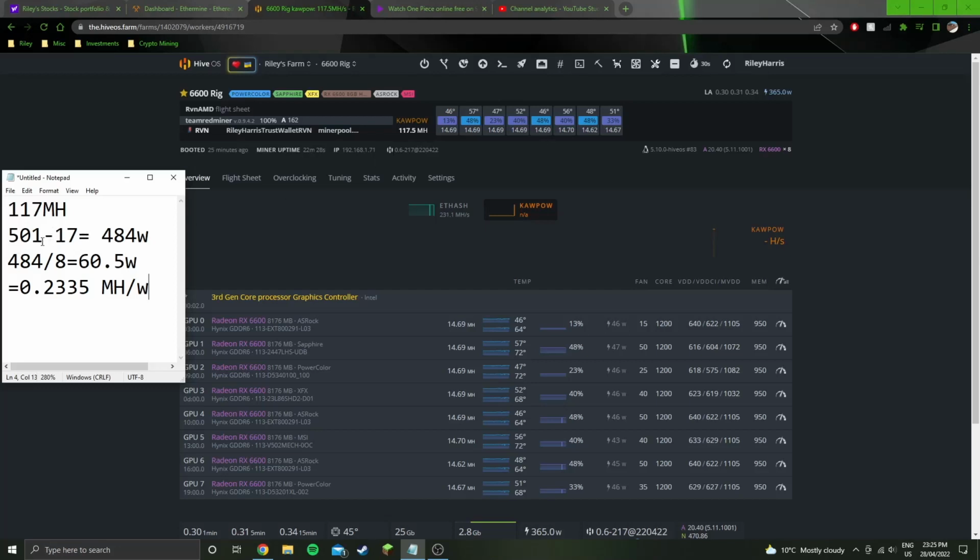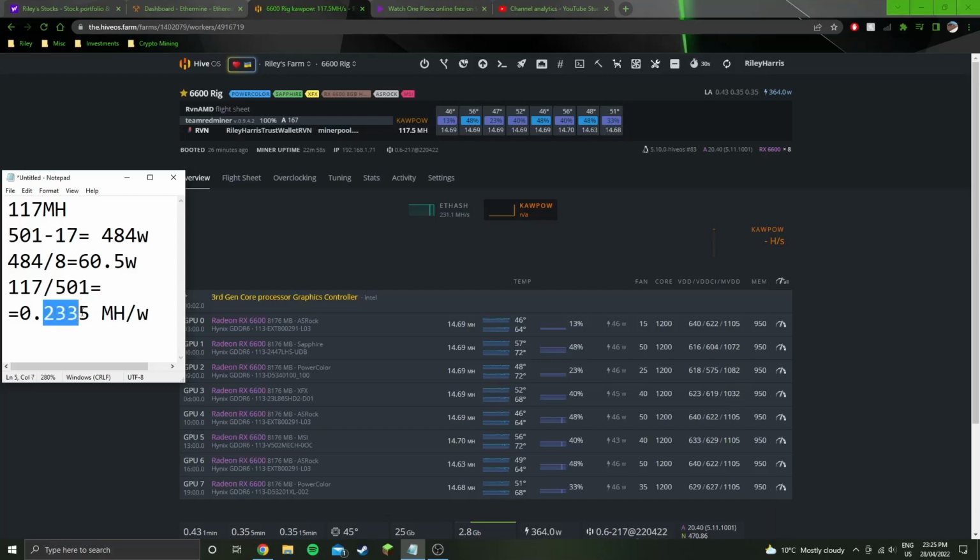So these are the numbers here: 501 at the wall, minus a 17 watt system idle, 484 divided by 8, 60.5 watts per card. And then this efficiency number is actually taken from the whole rig, so 117 mega hash divided by 501 watts equals the mega hash per watt of the overall rig.